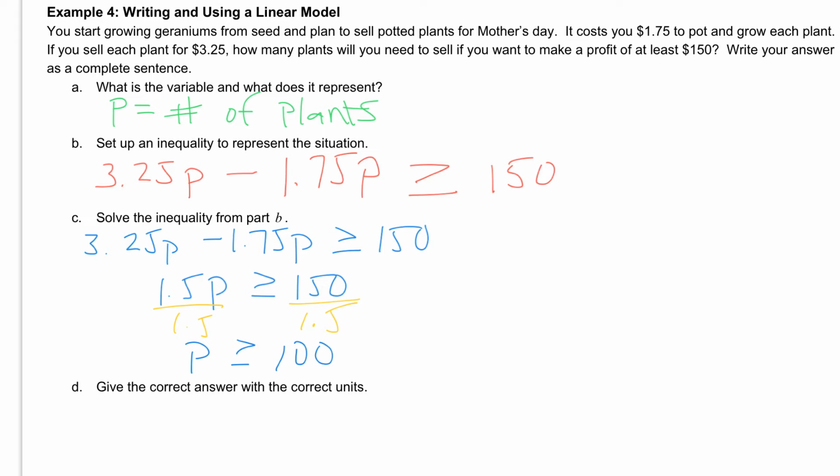So in letter D, when we want to give the correct answer, we want to make sure we write it as a complete sentence. So we can say, you would need to sell 100 plants.